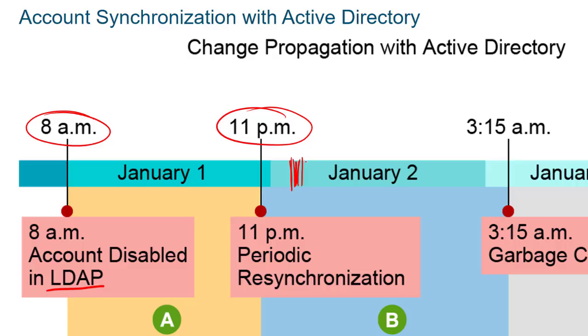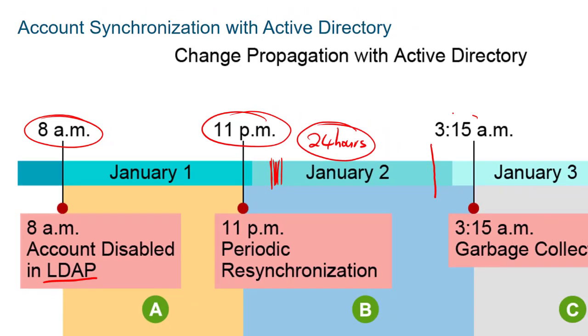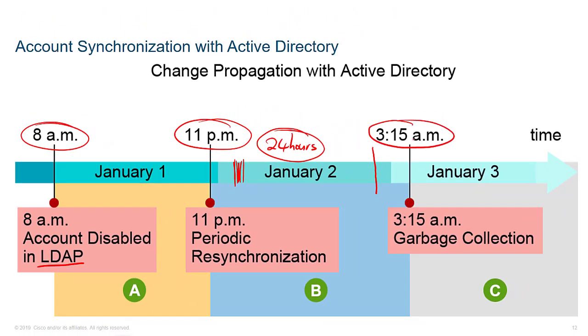An account that has been marked as disabled or deleted or any of that must exist in our database with that status for at least 24 hours. So only at 11 p.m. on January the 2nd has it remained in that state for the 24-hour period, which means that the garbage collection process after that, so 3:15 a.m. on January 3rd, would it actually get removed outside of the database.